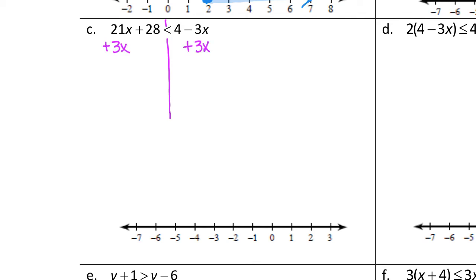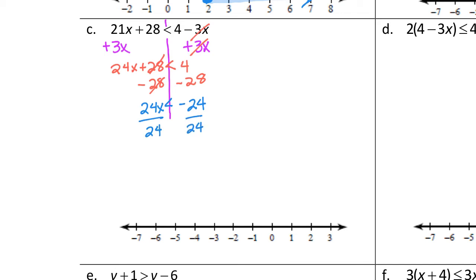That will now leave me with 24x plus 28 on the left, I keep saying that wrong, and then these 3x's will cancel, and I've got 4. Taking a look, 24 times x plus 28, so I want to subtract this 28 from both sides. And I'm left with 24x is less than negative 24. Final step is to divide by 24.